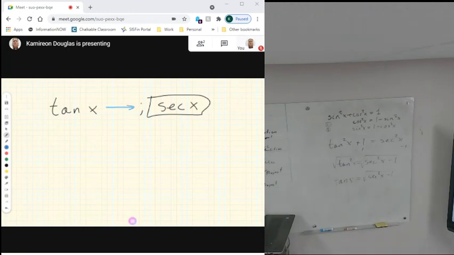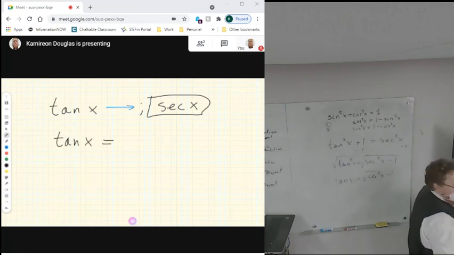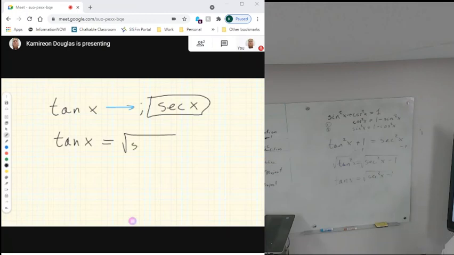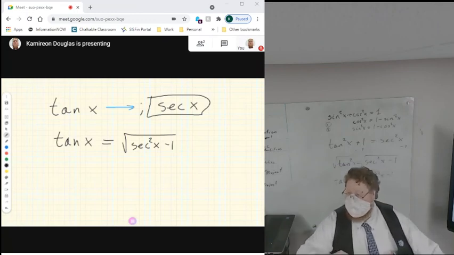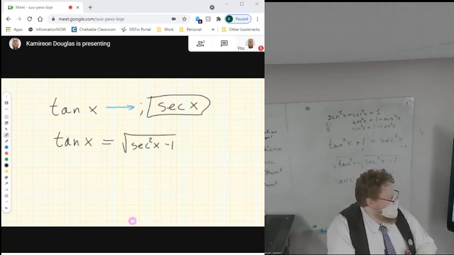So first, the solution. The relationship between tangent and secant is as follows. Tangent of x is equal to the square root of secant squared minus 1. When we get back, I will explain why we can't cancel any farther. Okay? That is our solution.